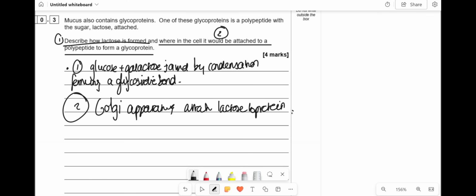So then it says in the examiner report, lots of people talked about condensation reaction, but barely mentioned it. A lot of people just straight up didn't say glycosidic bond. As well as that, a lot of people didn't realize that this is what's happening in the Golgi apparatus. So again, the question is just it.